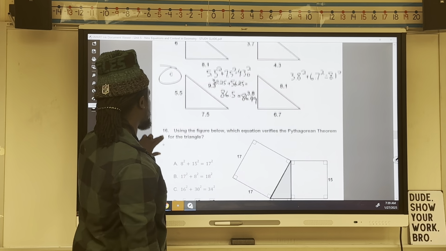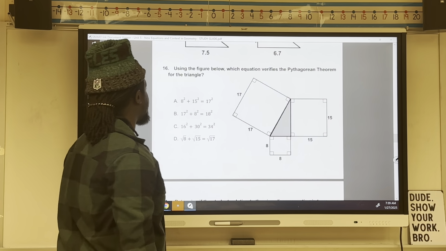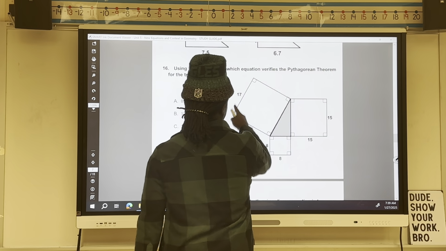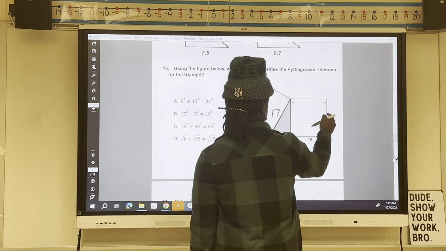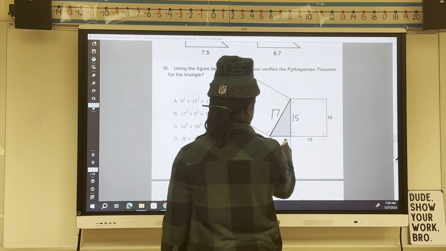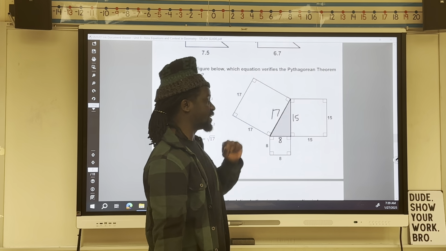All right, moving on. Using the figure below, which equation verifies the Pythagorean theorem for the triangle? Well, if I know this is 17, this is 17, I know that's 17. If all the other sides, I know that's 15. And then I know this is 8. So the sides of my triangle are 8, 15, and 17.